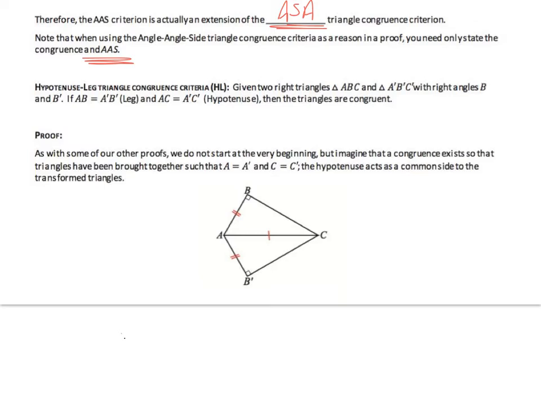Okay, as with some of our other proofs, we do not start at the very beginning, but imagine that a congruence exists so that triangles have been brought together, such that A equals A prime and C equals C prime. The hypotenuse acts as a common side to the transformed triangles. So if you look here, I have my right angles. The legs always stem from the right angles, and the hypotenuse is always across from the right angle. Leg stems from the right angle. It's like the rays that form the right angle, and the hypotenuse is across from it. So AC is going to be our hypotenuse, and it's shared between the two triangles.